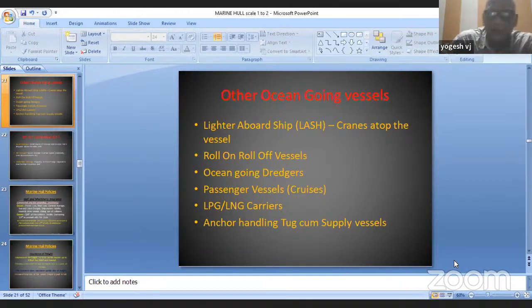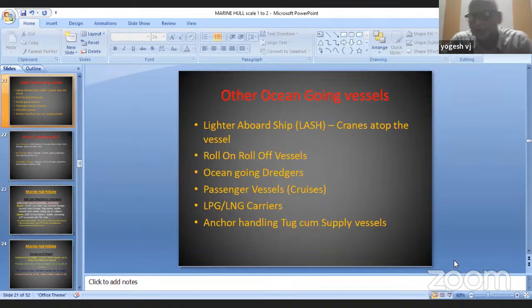Then there are dredgers which are ocean going. It is not necessary that dredging work happens only near the shore. What if there is an ultra large crude carrier coming to Mundra, and Mundra has a very shallow sea? To dig there, to clear channels, to do desilting, sometimes there are ocean going dredgers as well.